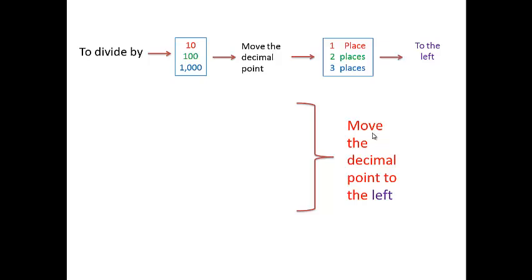10, move the decimal point one place to the left. 100, 2 places to the left. 1000, 3 places to the left. 1 place according to the 1 zero in the 10. 2 places, 2 zeros in 100. 3 places according to 3 zeros in 1000.